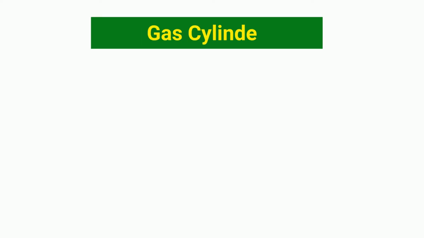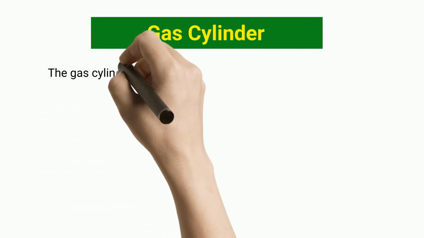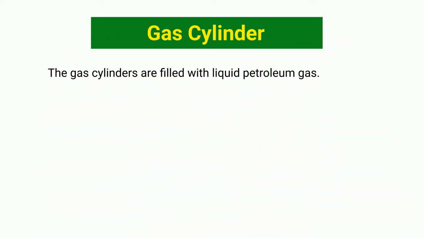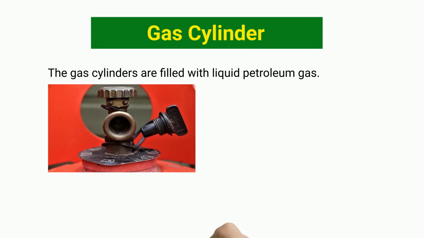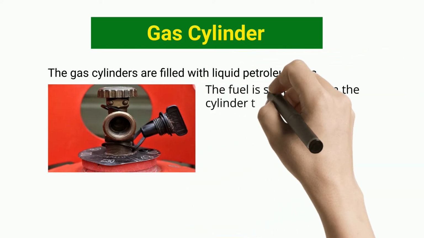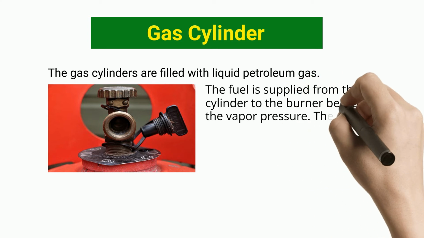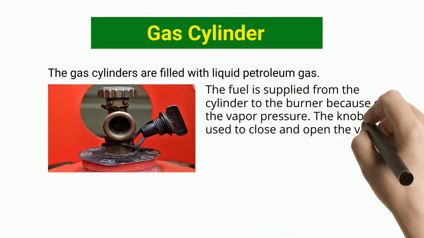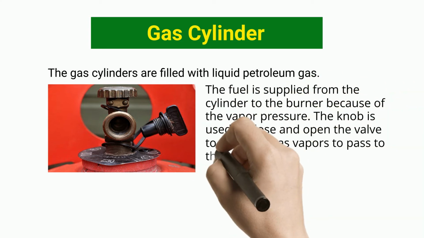Gas cylinder. The gas cylinders are filled with liquid petroleum gas. The fuel is supplied from the cylinder to the burner because of the vapor pressure. The knob is used to close and open the valve to allow the gas vapors to pass to the burner.